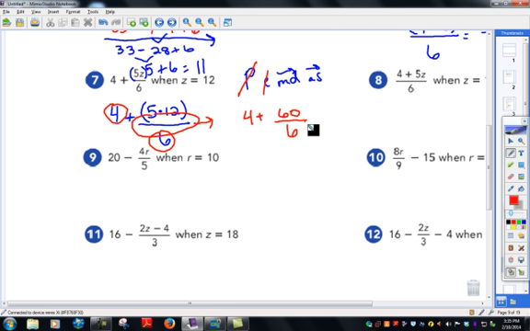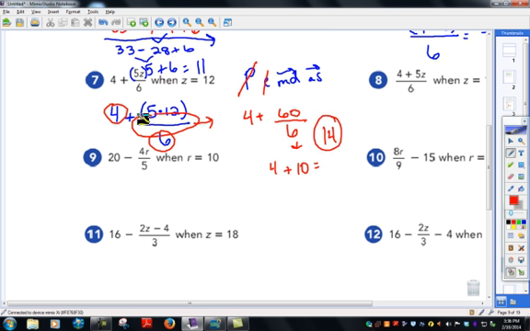There are no exponents. I've got to do multiplication or division. What do you see? Well, I see that I've got to do the division. 60 divided by 6 is 10. Then I bring down 4 plus 10. It's going to give me an answer of 14.